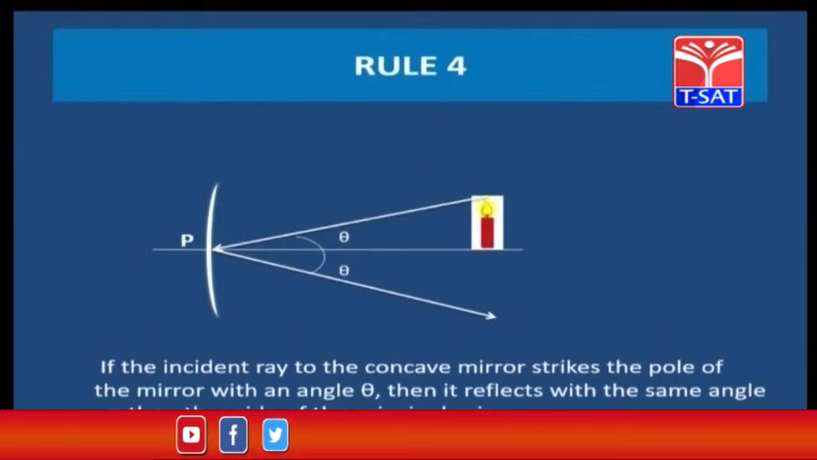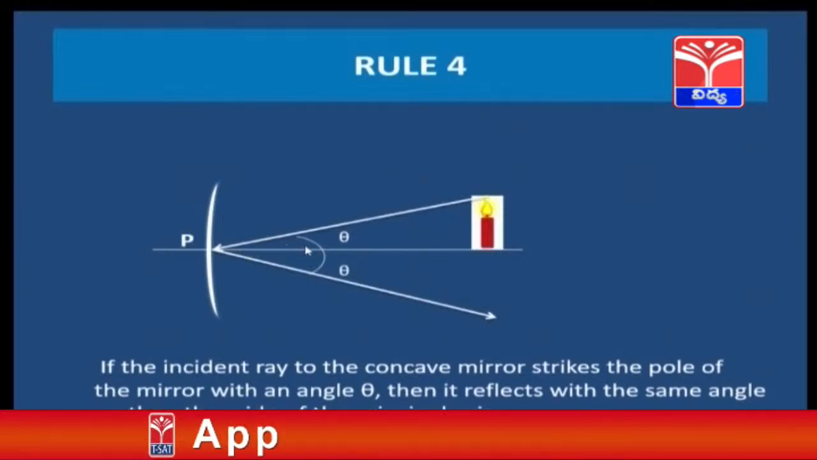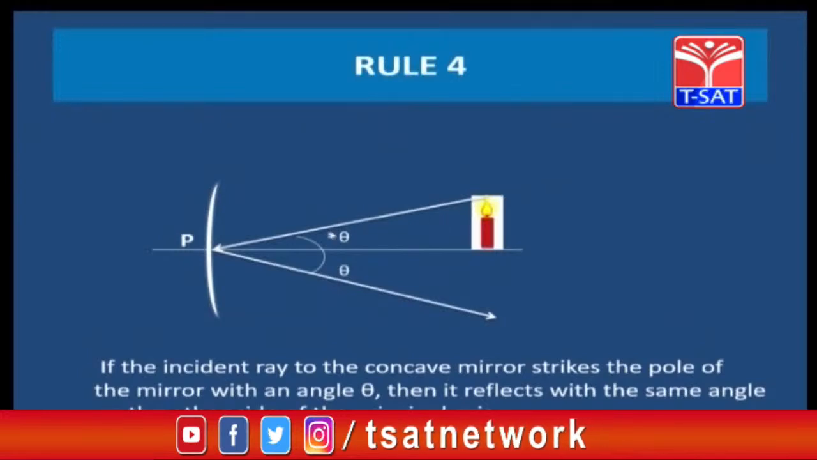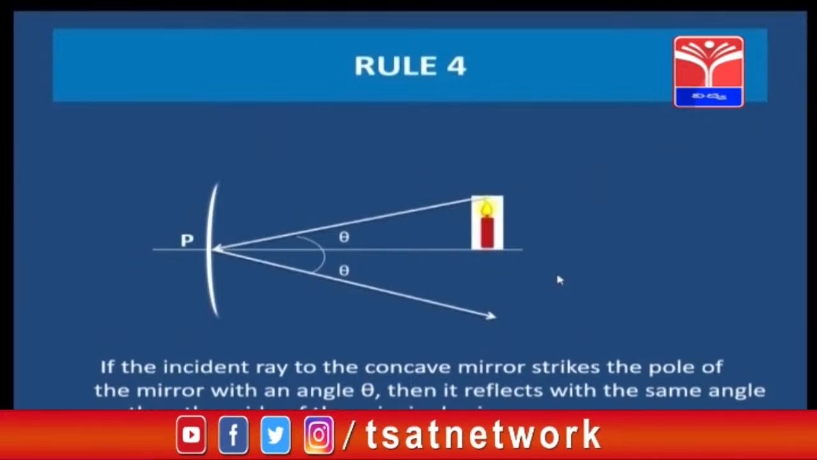Rule number 4 says, when an incident ray hits the pole of the mirror with an angle theta, it gets reflected with the same angle theta on the other side of the principal axis. The incident ray coming from the object hits the mirror at the pole and reflects, making the same angle theta on the other side. So these are the 4 rules that have to be followed while drawing ray diagrams.